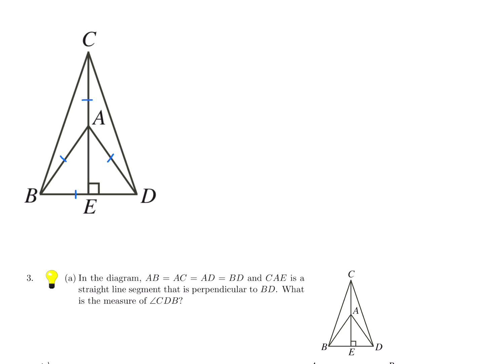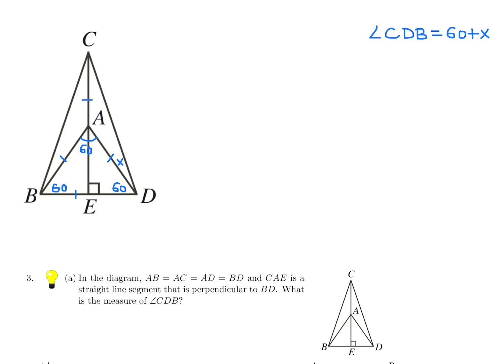Okay. Well, the very first thing I notice is that ABD is equilateral. So if it's equilateral, then these are all 60 degrees. 60, 60, and this is 60. So this angle obviously is what I'll need to figure out. So I'll just call that X. And in the end, angle CDB will be 60 plus X. So if I can figure out X, then I'll be able to solve the question.